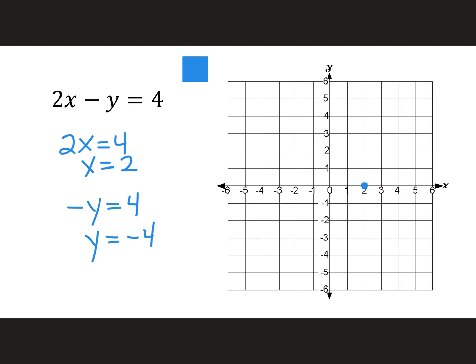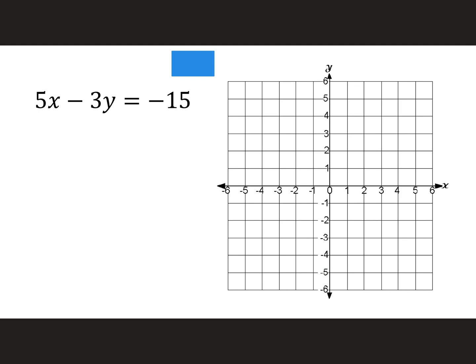All right, so let's finish graphing this. Let's see, y equals negative 4, which is here. And now all I have to do is put a line through it. Well, let's try that one more time. Pause the video, try it on your own, and then come back.